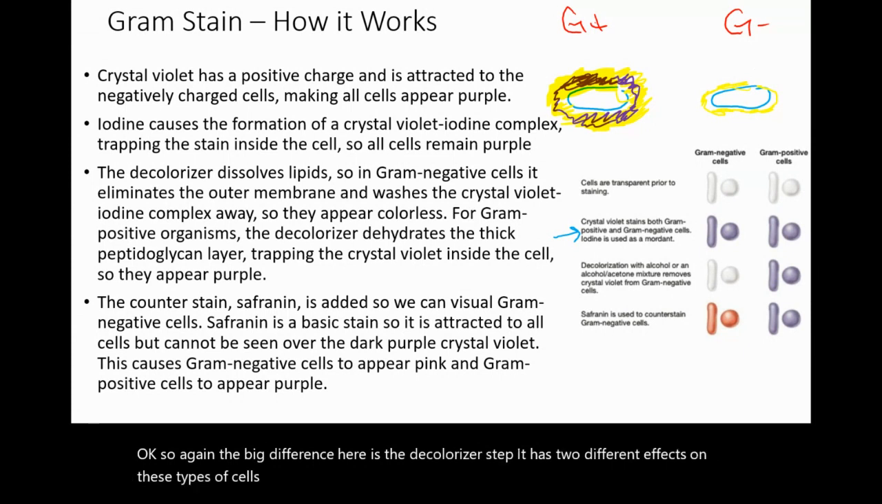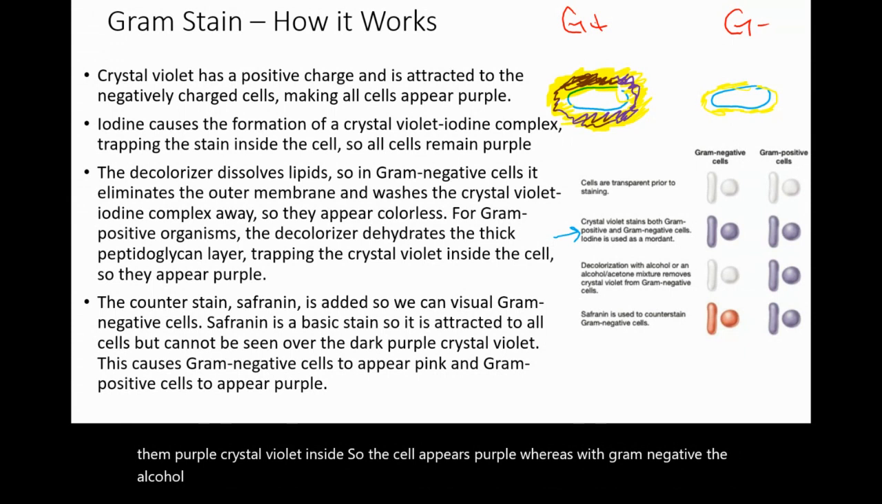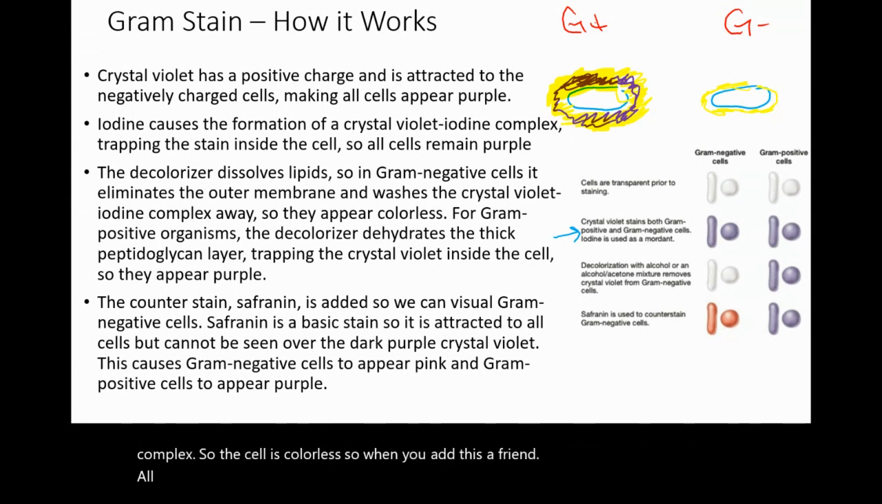For gram-positive, it dehydrates that thick peptidoglycan layer, trapping the purple crystal violet inside, so the cell appears purple, whereas with gram-negative, the alcohol washes the outer membrane away, which washes away the crystal violet iodine complex, so the cell is colorless. So when you add the safranin, all you'll see is red under the microscope.